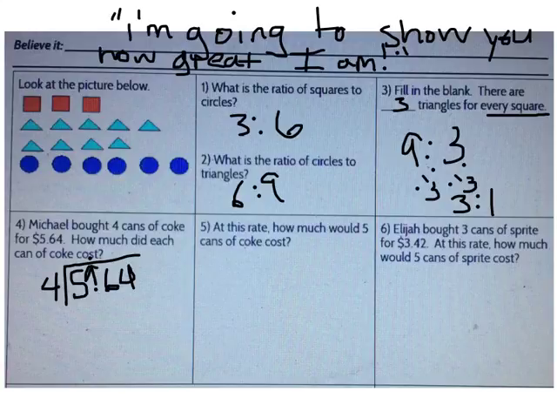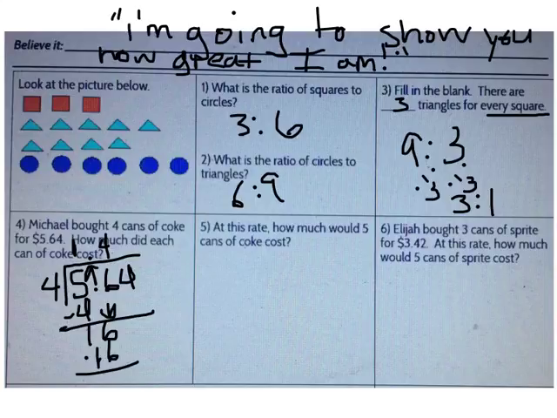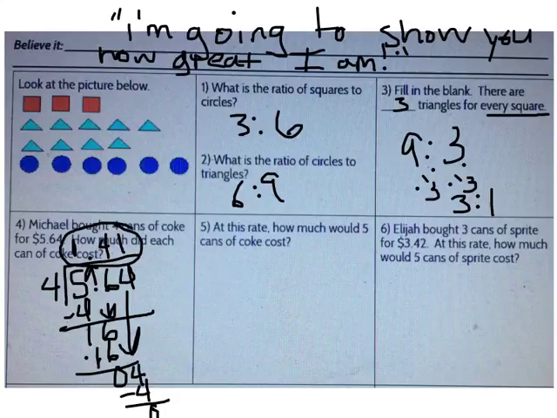How many times does 4 go into 5? 4 goes into 5 one time. What's 1 times 4? It's 4. When I subtract, I have 1 left over. Can bring down my 6. How many times does 4 go into 16? 4 times. What's 4 times 4? It's 16. When I subtract, how many do I have left over? 0. Bring down my 4. How many times does 4 go into 4? 1 time. 1 times 4 is 4. When I subtract, what do I have left over? 0.